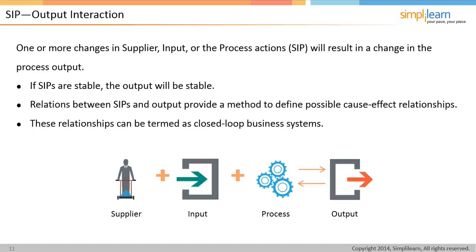Now, one or more changes in supplier input or process actions are likely to result in a change in the process output. So if those SIPs, supplier inputs and/or process actions, are stable, the output will be stable. Relations between the SIPs and output provide a method to define possible cause-effect relationships. Those relationships can be termed closed-loop business systems. So here we see supplier input, process, output.